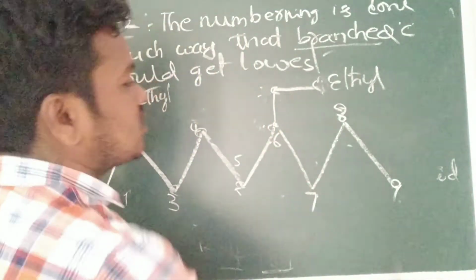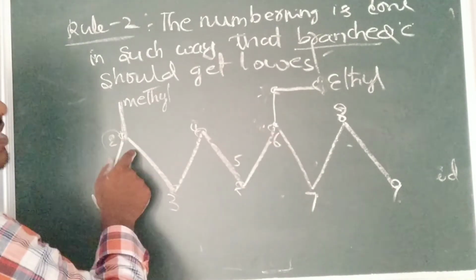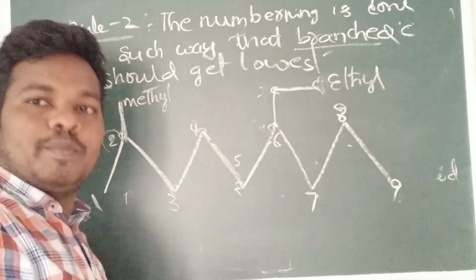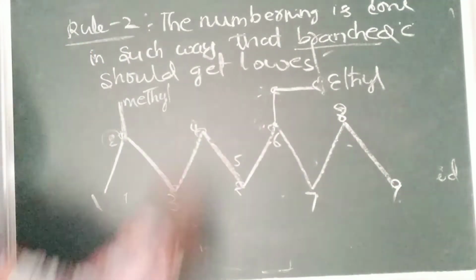For example, if you see from here to here, if I come right to left, this is getting the 8 number. From here to here, if I go, it is getting the least numbers, 2 numbers. That's why I have chosen this numbering like this. We have to get the least numbers.